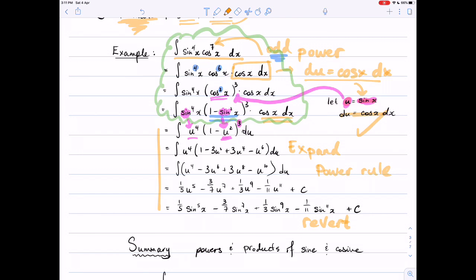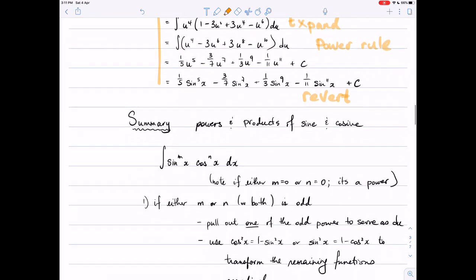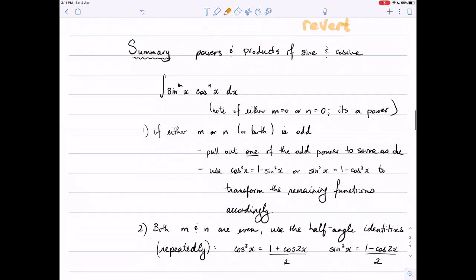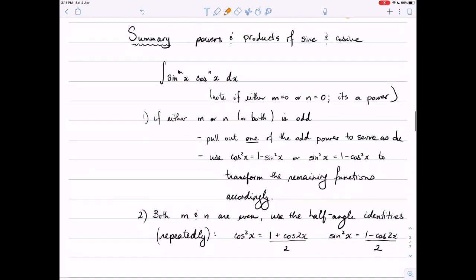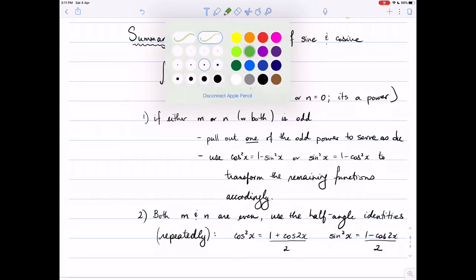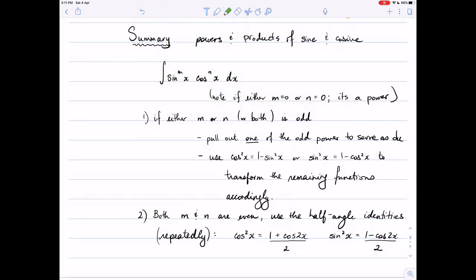So we've seen a whole lot of different things to do with sine and cos. Let's just look over the summary of this, and the summary is the following. For powers and products of sine and cosine, we can write them like this, and you can say, hey, that's a product, there's no power there. Well, wait. If one of these things is 0, then what's left is a power. So this general form covers both powers and products.